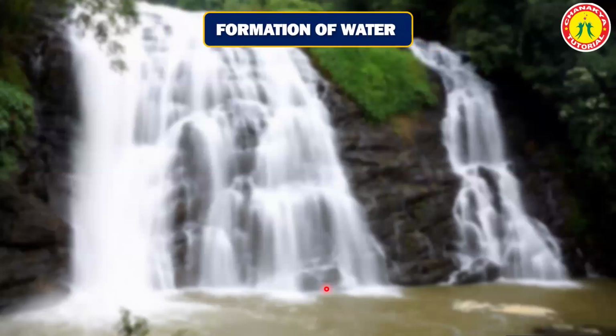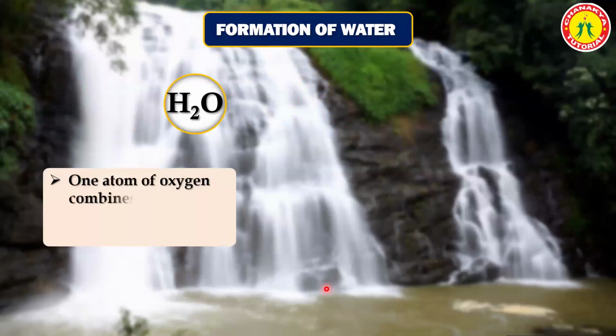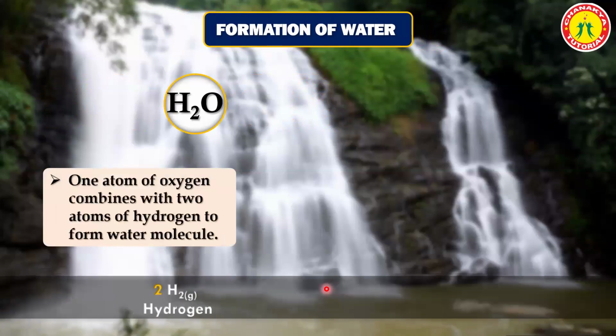Similarly, for making of water, what do we need in an H2O molecule? Two hydrogen atoms and one oxygen atom. So on combining, they'll give H2O. So one molecule of oxygen combines with two molecules of hydrogen to give two molecules of water. 2H2 plus O2 changing to 2H2O. This we got by balancing the chemical equation.